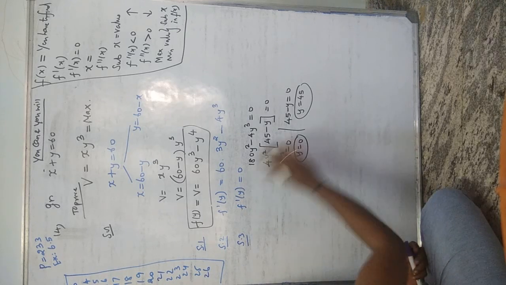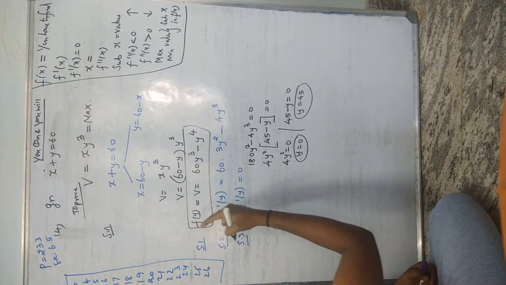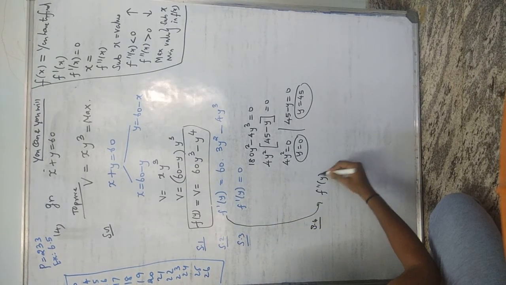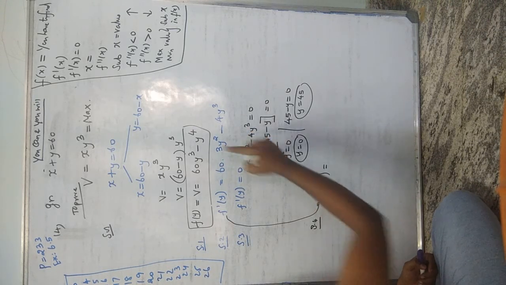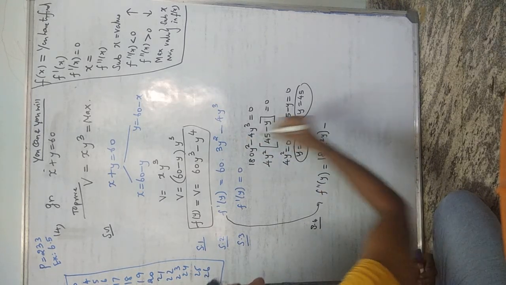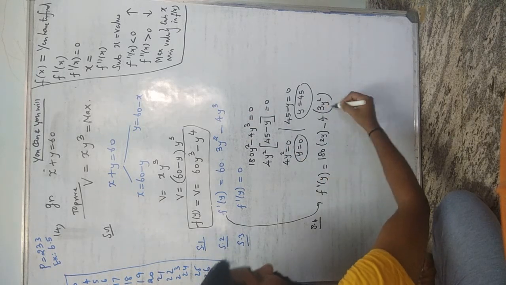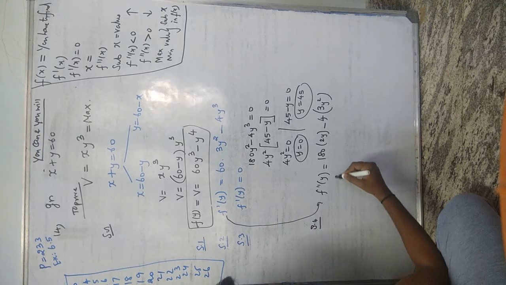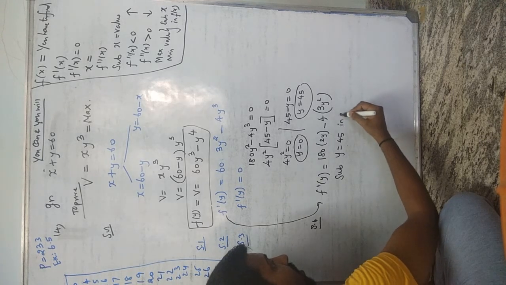Next, the critical points are found. Step number 4: what have they given? Double derivative. Where is the first derivative? Differentiate a second time: what will come? 180 differentiated with y square gives 2y, minus 4 times y cube differentiated gives 3y square. So as stated, substitute the critical points. Substitute y equals 45 in the above.